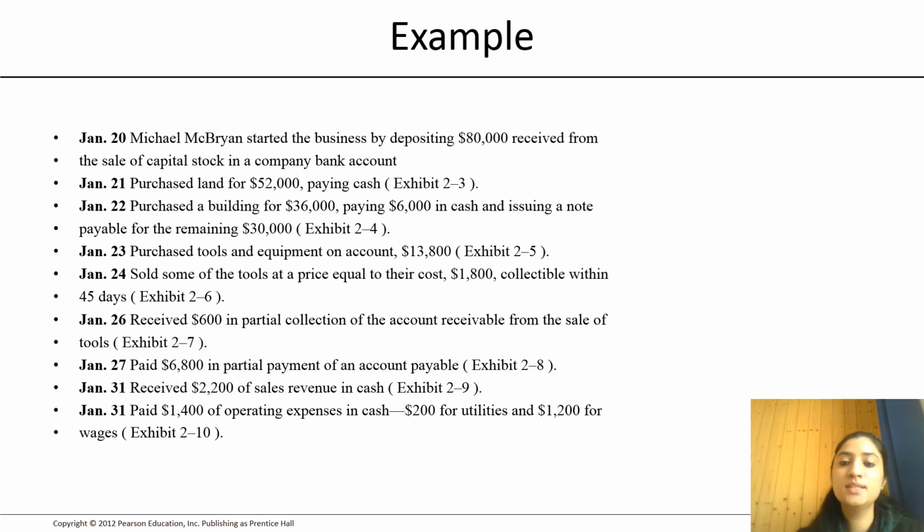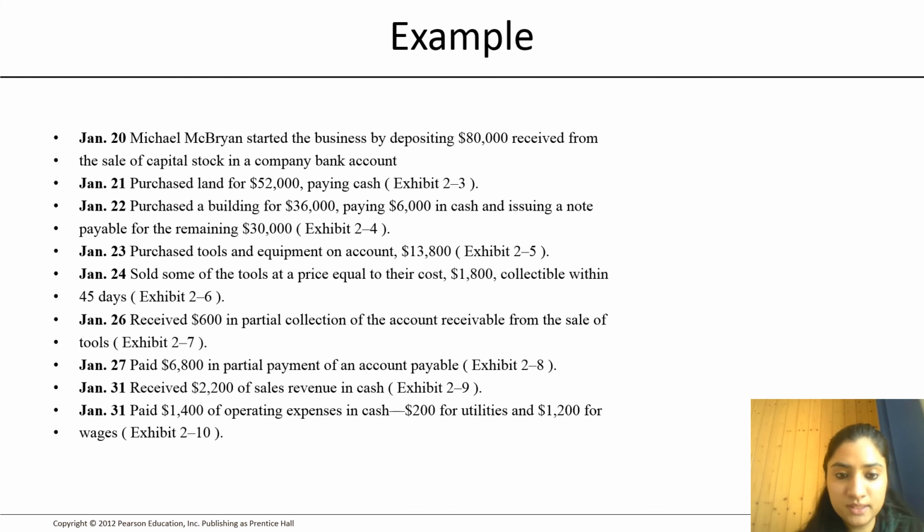Here is an example in which they have shown the various entries from 20th January to 31st January, which are the cash activities done by Michel McBrien in his business. Michel McBrien invested $80,000 received from the sale of capital stock in the company's bank account. So he deposited it to start a business. He purchased a land for $52,000 paying cash. What is that? He purchased a land, so it is an investing activity, right?